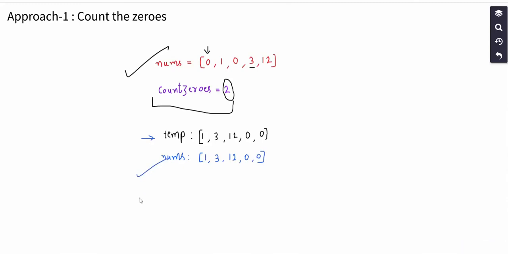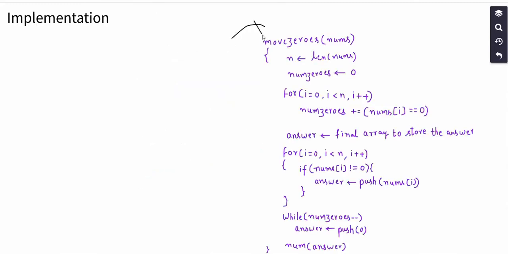So this is the move zeros function which takes in the nums array. First it calculates the length of the nums array, then it initializes an integer variable nums zeros which counts the number of zeros in the nums array. Then we iterate over the nums array and we count the number of zeros in this array into this variable nums zeros. Then we initialize a temporary array answer.